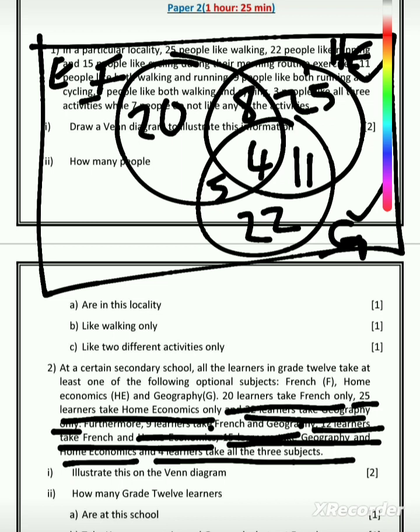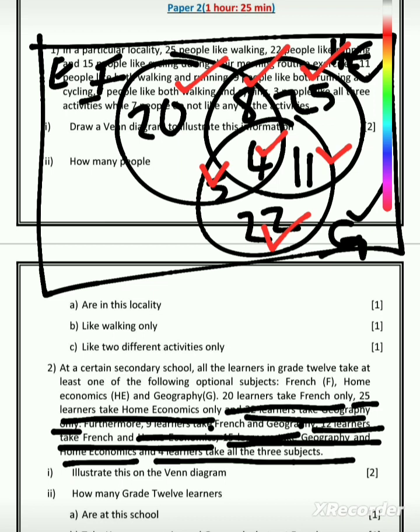So question 2 is saying how many grade 12 learners are at this school? You need to add these numbers. Okay, let me see if we can do it without wasting time. 20 plus 25 is 45. Okay, 45 plus 5, it's 50. 50 plus 8, 58 plus 4, 62. Okay, 62 plus 22, it's going to be 84, plus 11, it's going to be 95.